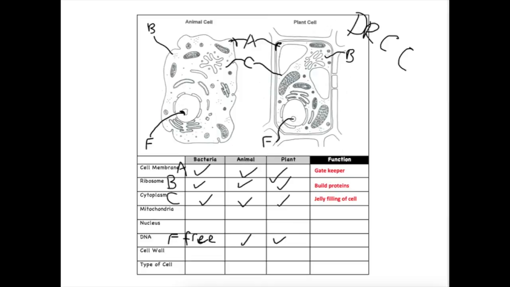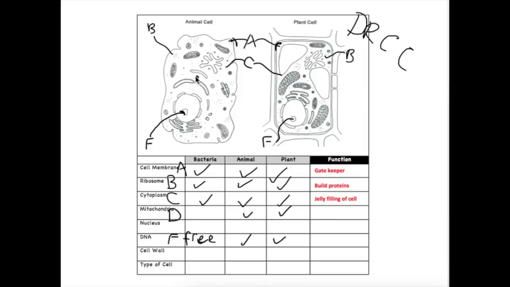So let's talk mitochondria. A mitochondria is basically the powerhouse of the cell. Now, a mitochondria is an organelle, so bacteria isn't going to have a mitochondria. Only the animals and plants are going to have that. So we're going to come over here, only put a check mark in plant and animals. We're going to label mitochondria D.